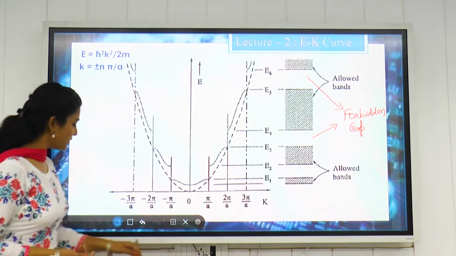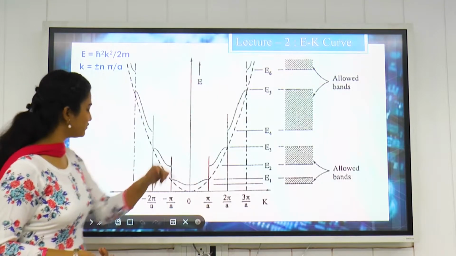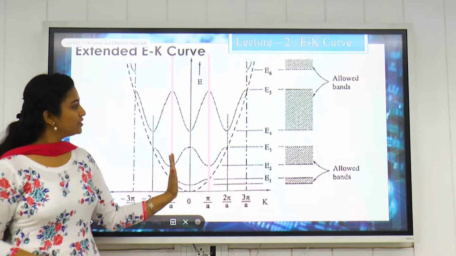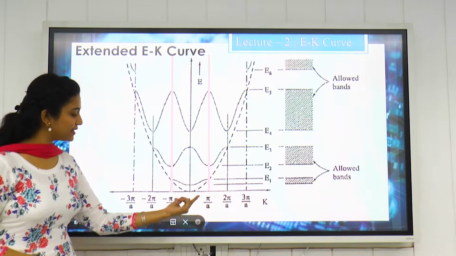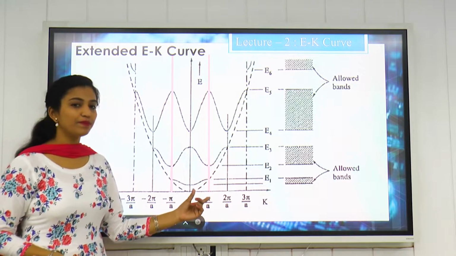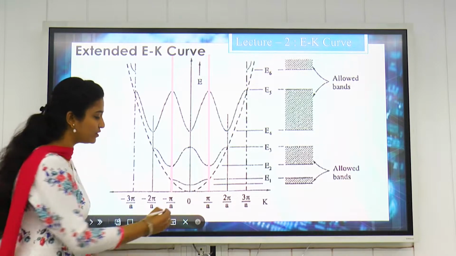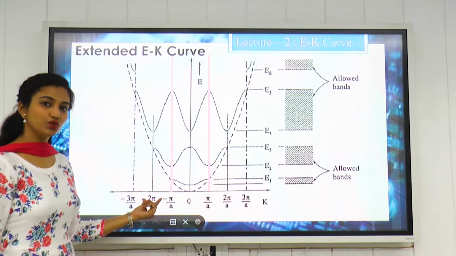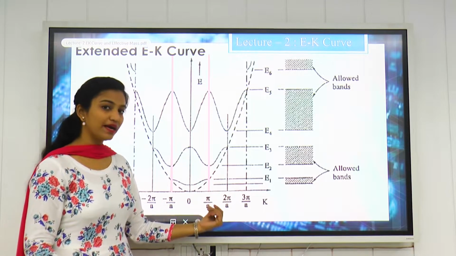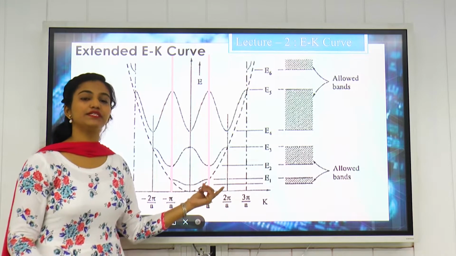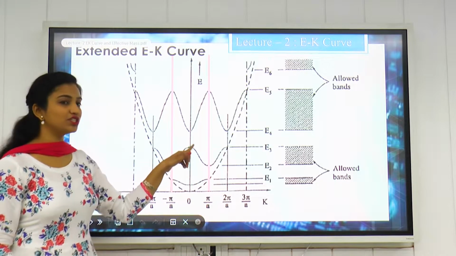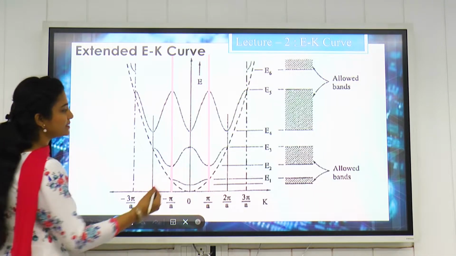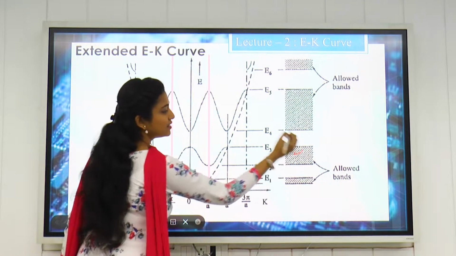So in a way, we have the extended form of the E-K curve like this. The energy values are extended towards the first zone. We can say it is from minus pi by a to plus pi by a. It is representing the first Brillouin zone, and the second, minus pi by a to minus 2 pi by a, on the other hand pi by a to 2 pi by a, is representing the second Brillouin zone. So these are the energy values corresponding to the first Brillouin zone. And if you look at this, for example, it is the first filled level.